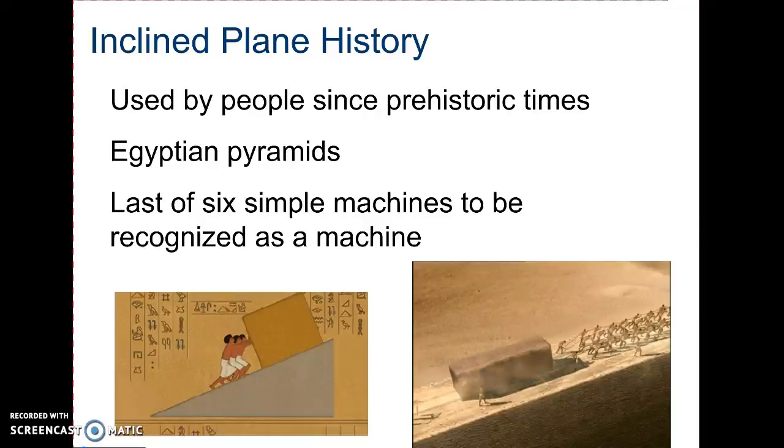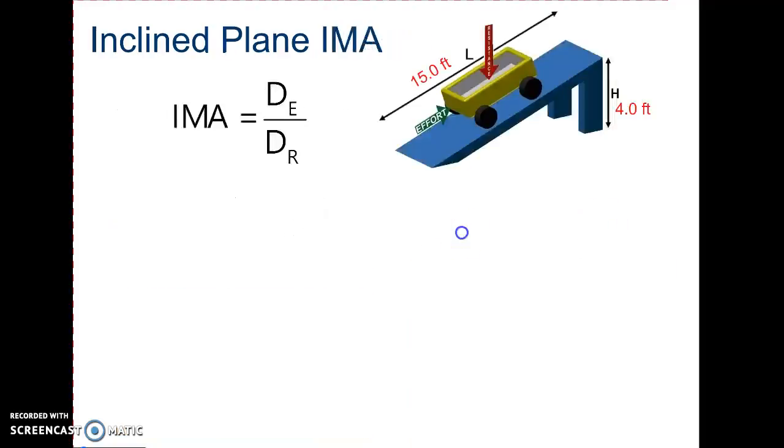Okay, so this video is going to cover the inclined plane. Just a little bit of history on the inclined plane. When you think about it, you probably think back to the days of the Egyptian pyramids, because they actually used inclined planes to push heavy objects up the plane in order to carry them to an elevated distance, right? And they used this when they were building the Egyptian pyramids. Now, one interesting fact is that the last of the 6 simple machines to be recognized was the inclined plane.